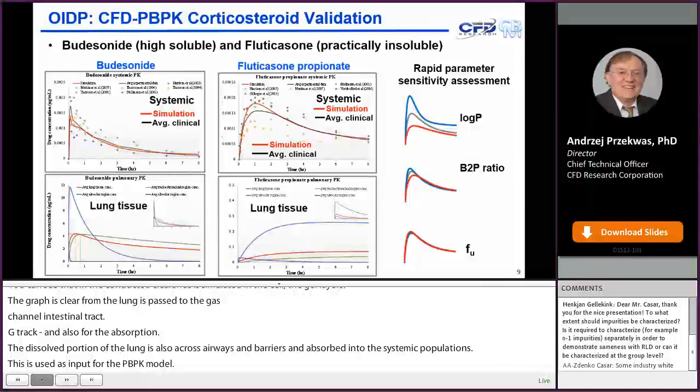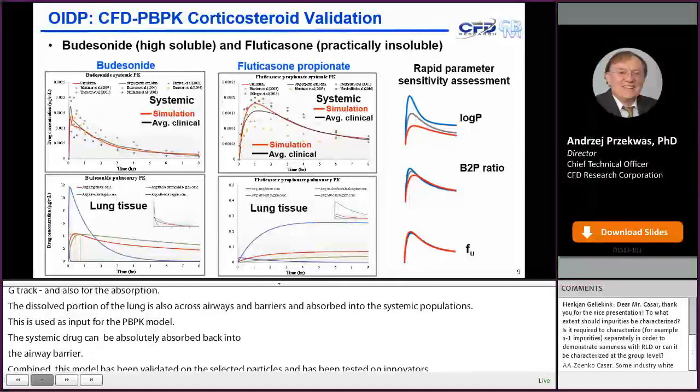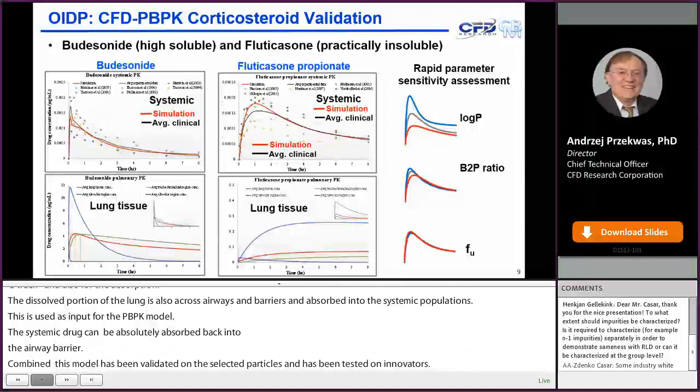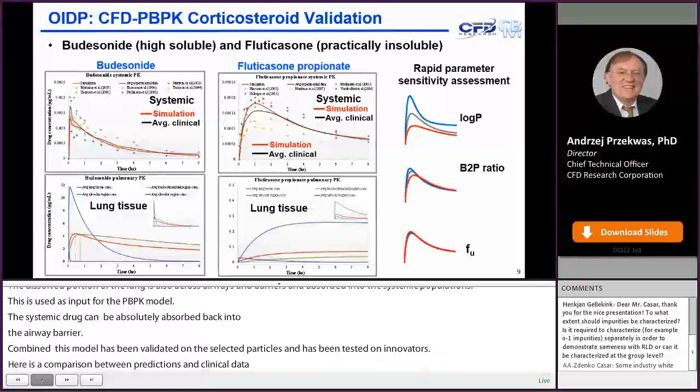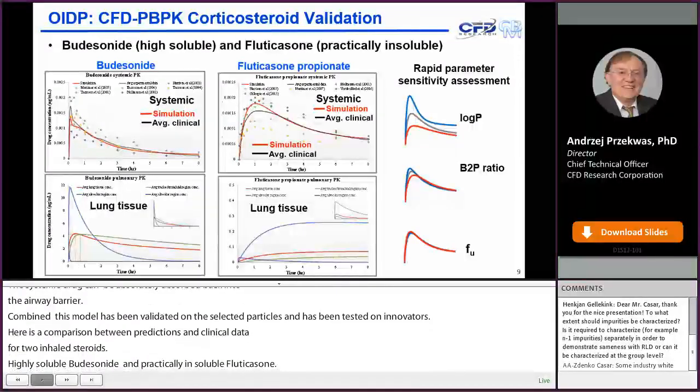The combined CFD-PBPK model has been validated on selected corticosteroids and is being tested on bronchodilators. Here we present a comparison between CFD-PBPK predictions and clinical data for two representative inhaled corticosteroids, highly soluble budesonide and practically insoluble fluticasone propionate. The top figures show the blood concentration of these two drugs after inhalation of a 1 milligram dose.